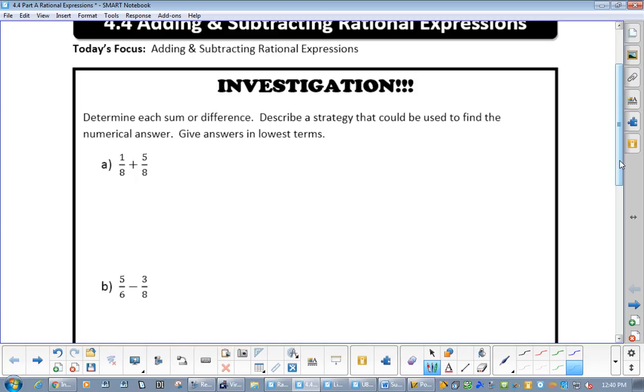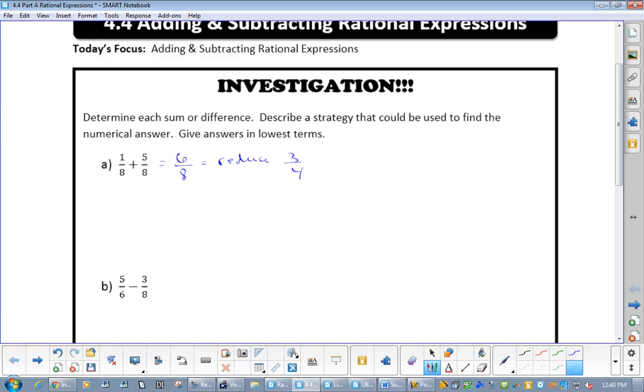Now, when you're looking at A, we do not have to worry about anything. They are common. So this would be 1 plus 5 is 6. And then your denominators will always stay the same. And then you can reduce to be 3 over 4.